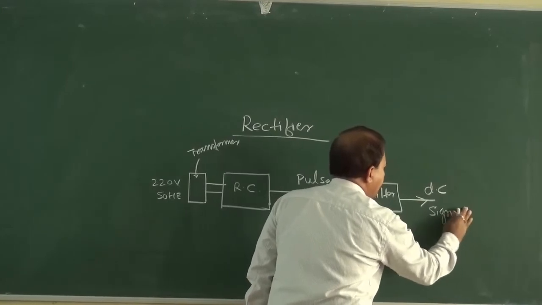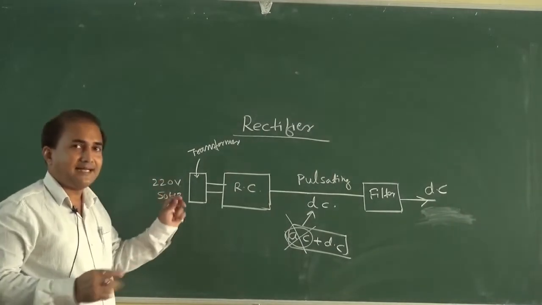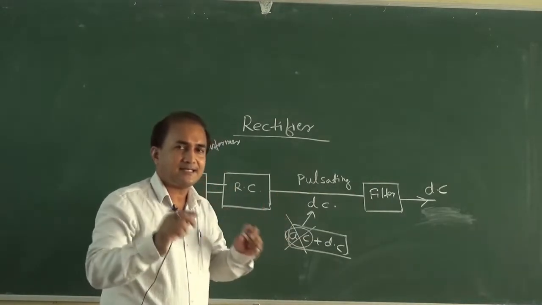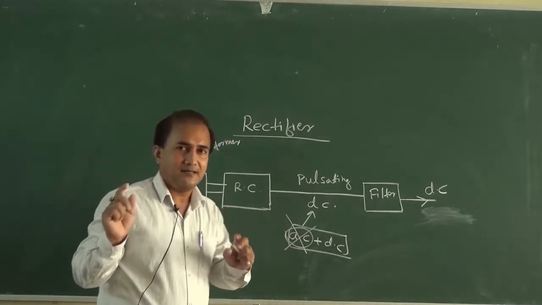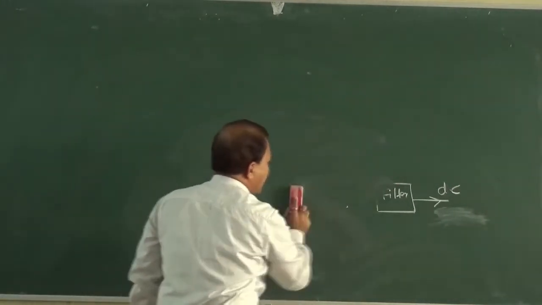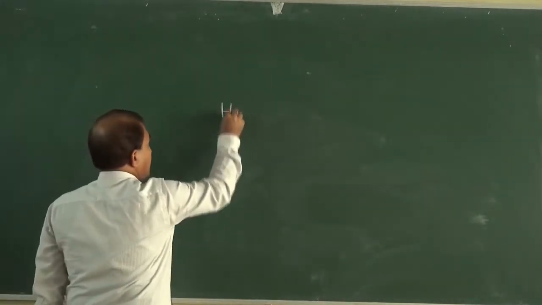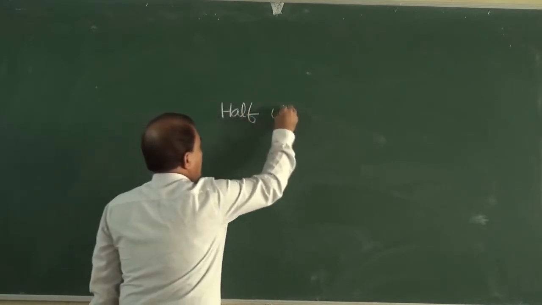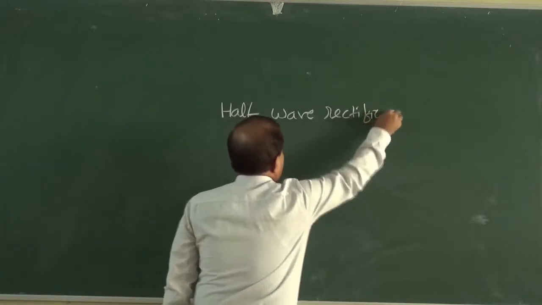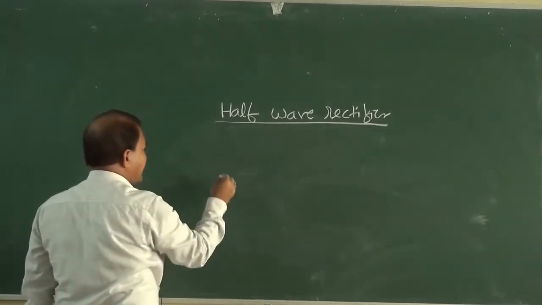Okay, complete DC. So the function of rectifier circuit is to convert AC to DC, and if we are using filter circuit, then it is completely converted into DC signal. So in previous class I was teaching you about half-wave rectifier. What have you seen in half-wave rectifier circuit?